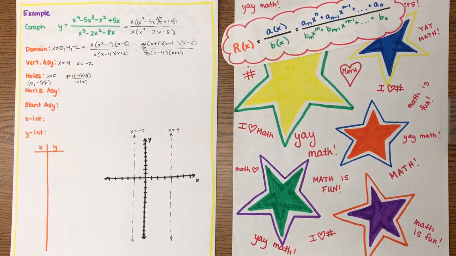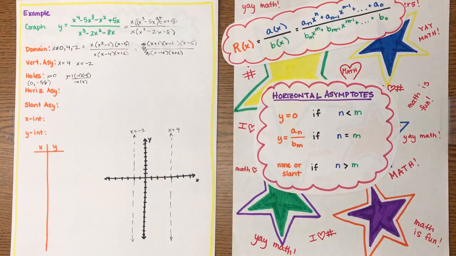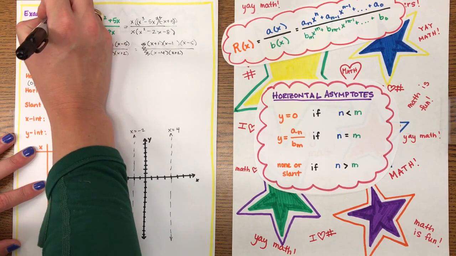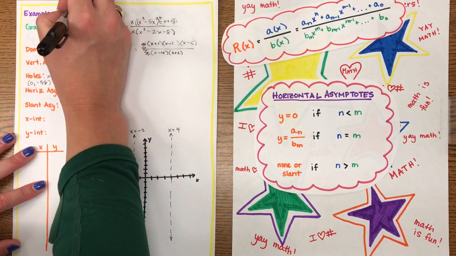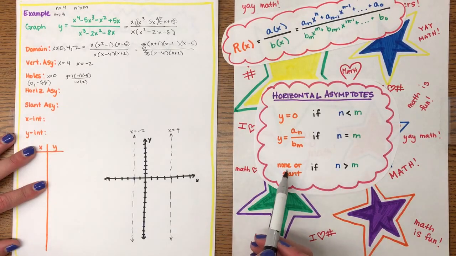I've really dealt with all of my domain restrictions. I'm now looking for my horizontal or slant asymptotes. Initially, the degree of my numerator was 4 and the degree of my denominator was 3. So n was bigger than m, and that's either going to have no asymptote or a slant asymptote.